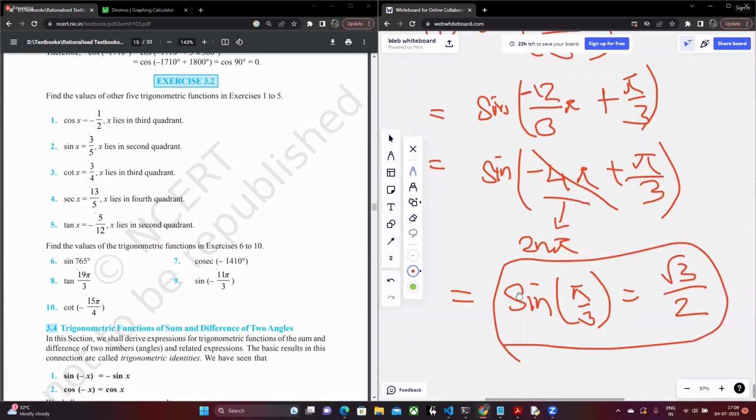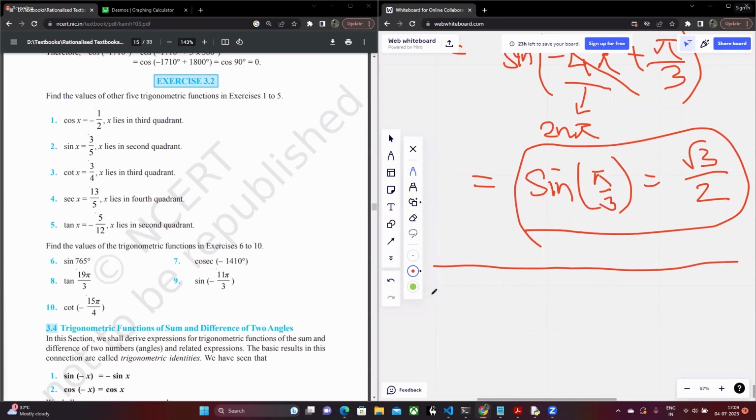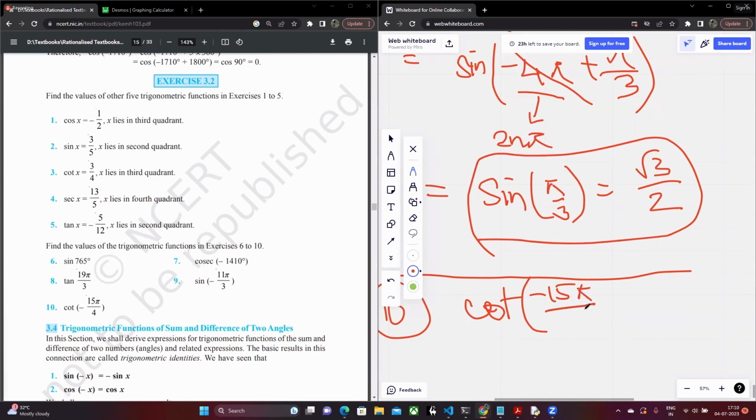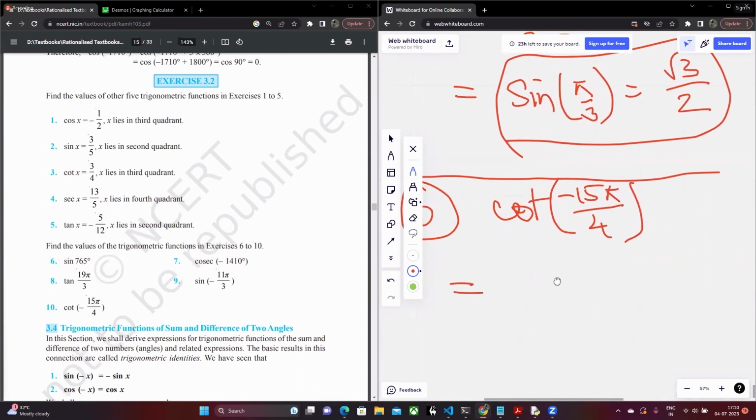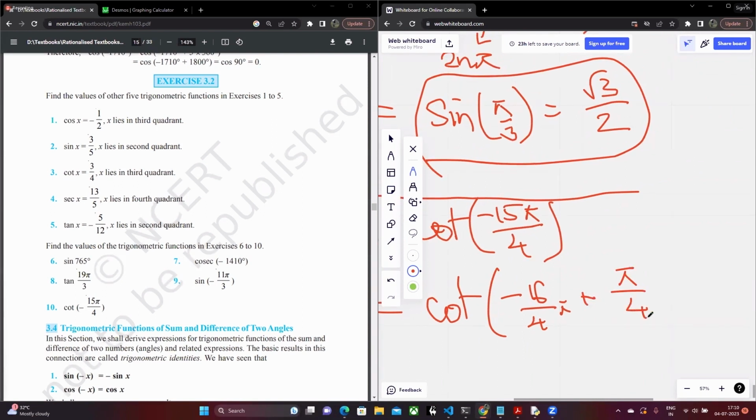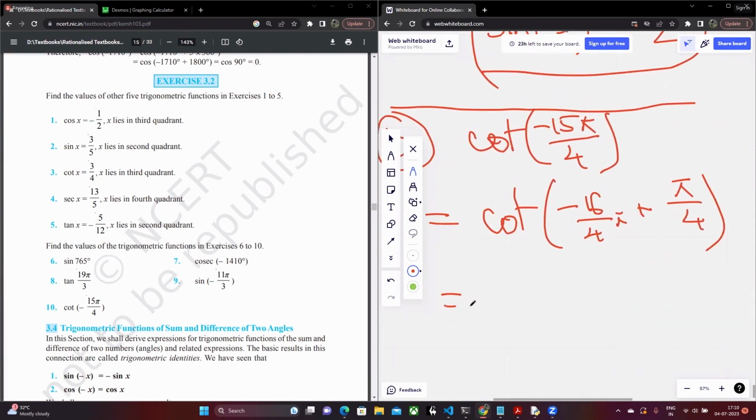Right. And finally, the last question. Cosecant of minus 15 pi by 4. Minus 15 pi divided by 4. You can represent this as, again, cosecant of minus 16 by 4 pi plus pi by 4. Right? Because this is minus 16 plus 1, that is minus 15. And so I can write it this way. This is basically cosecant of minus 4 pi plus pi by 4.